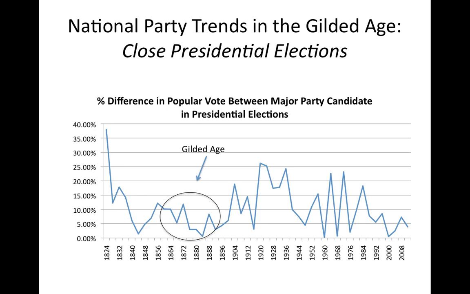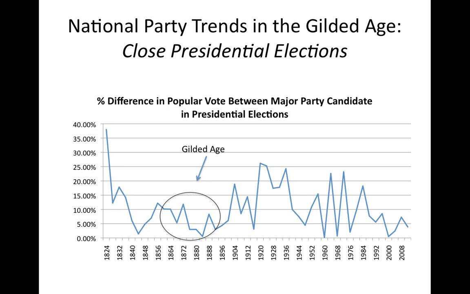The parties were very, very close in terms of the numbers of people who supported them. Yes, the Republicans won the Senate most of this time because they had more states, and they also tended to win the Electoral College, but the popular vote was always very close.